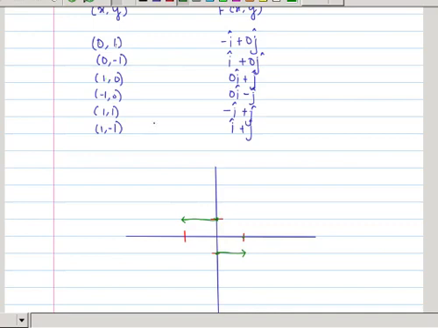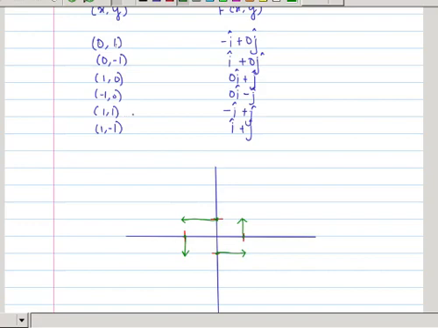Next is 1 comma 0. This is my point 1 comma 0. It gives 0 in the x direction and only 1 unit in the y direction. Similarly, for minus 1 comma 0 we get 0 comma minus 1. There is no travel in the x direction, only in the y direction, downwards.